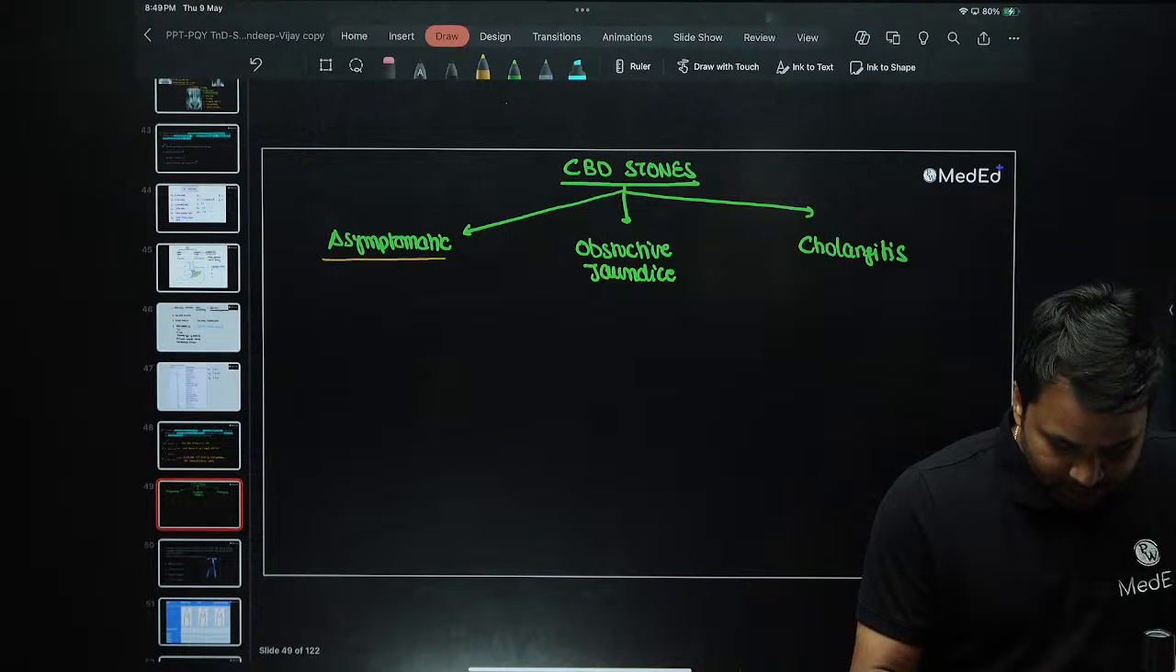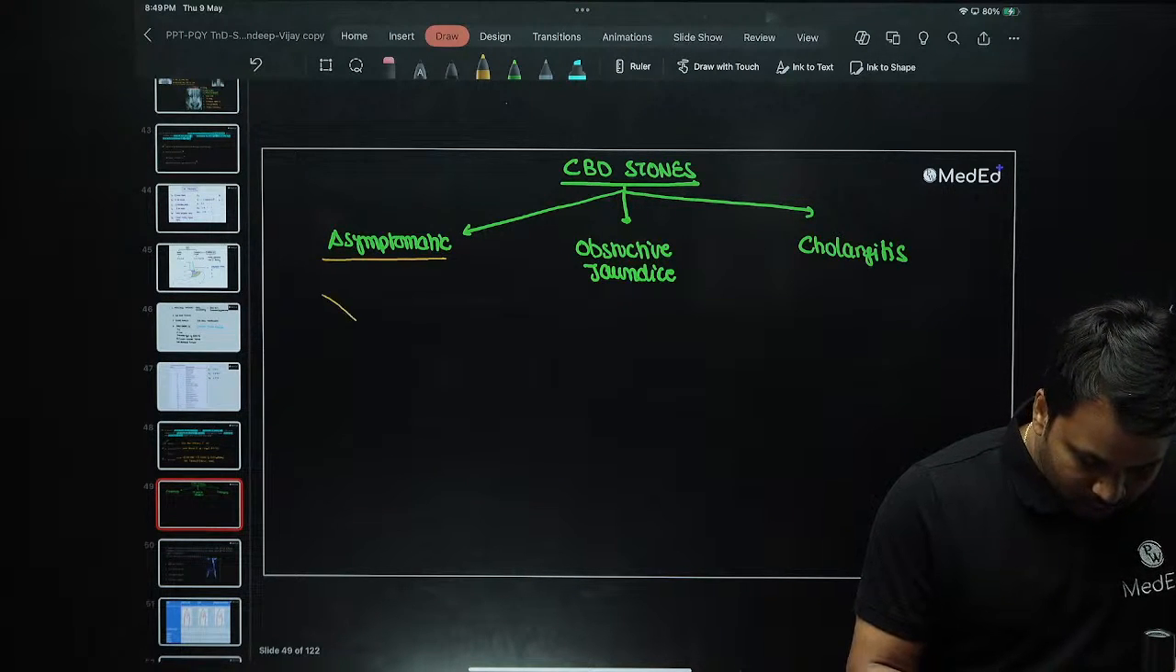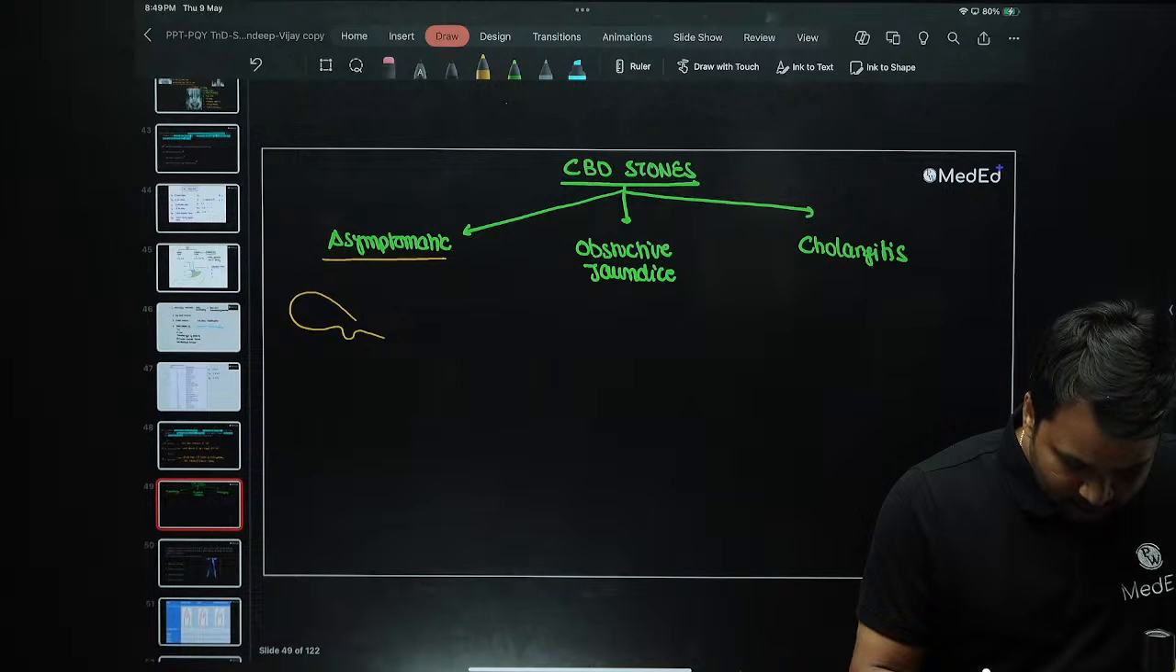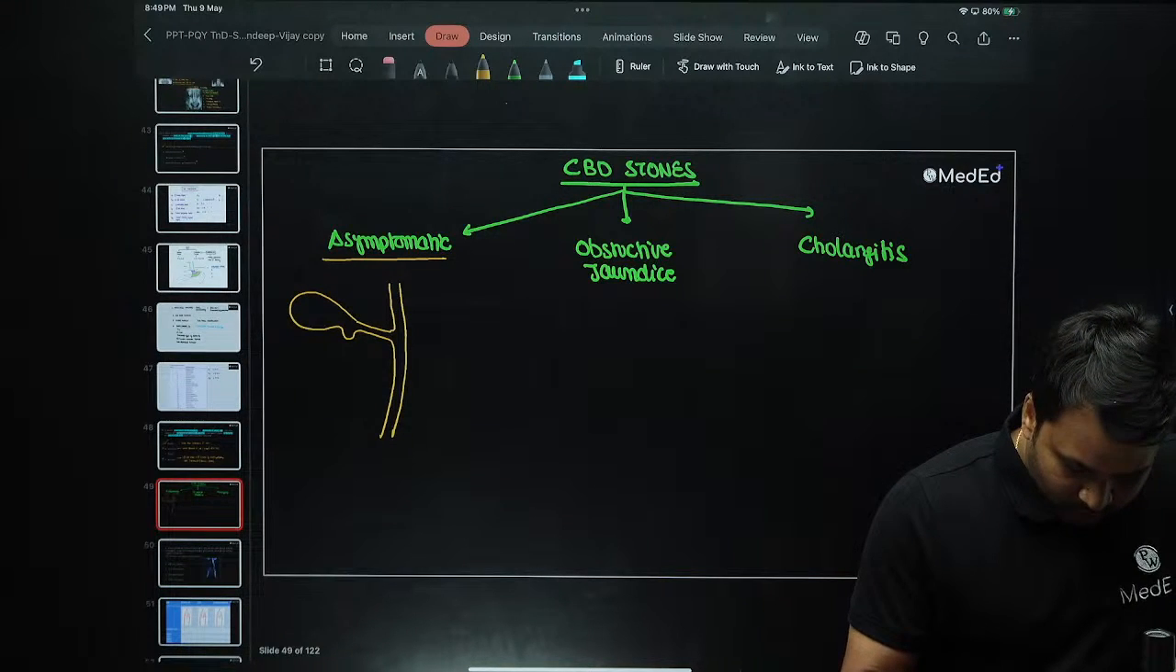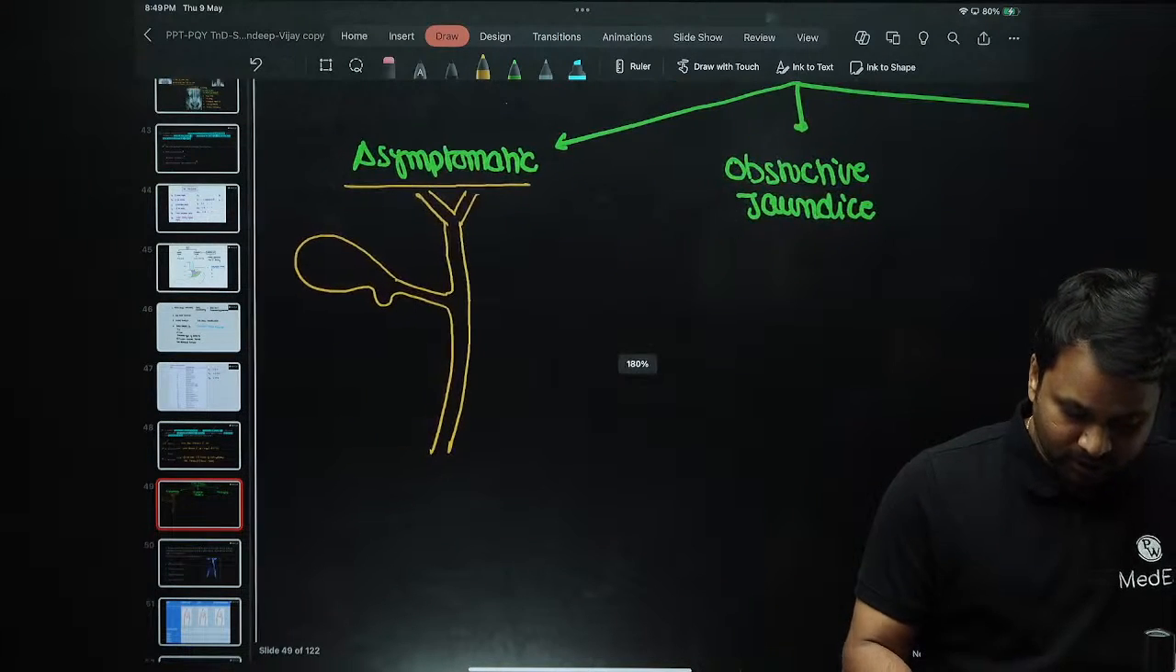The concept is very simple. Now, when you look at the gallbladder, this is the orientation of the gallbladder. This is the cystic duct. This happens to be your common hepatic duct, and this is your common bile duct. Okay? Now, for the sake of understanding, this is your right and the left hepatic duct. So, this is the objective here.